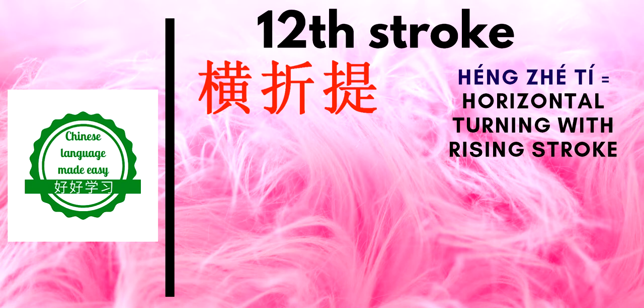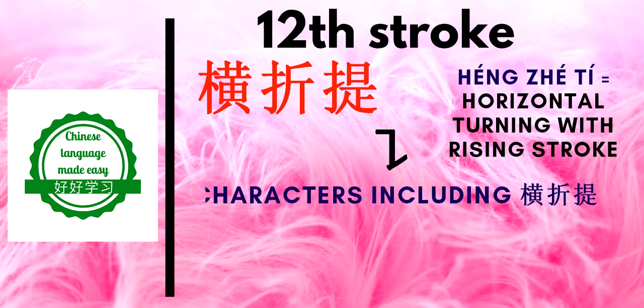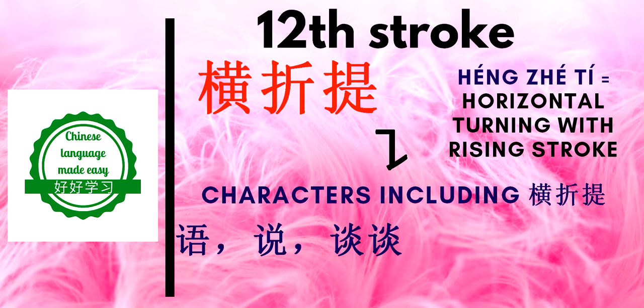I will first show you the symbol which represents this stroke, so you will be able to recognize it when I discuss its writing direction. The writing direction of this stroke is that it begins with a very short horizontal stroke, and then it turns down and rises up to the right. The stroke should be completed without being broken. Here are some examples that include this stroke.